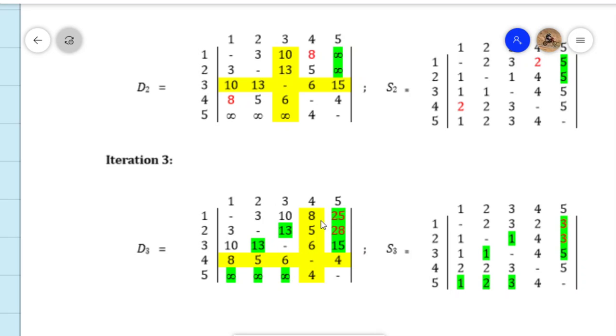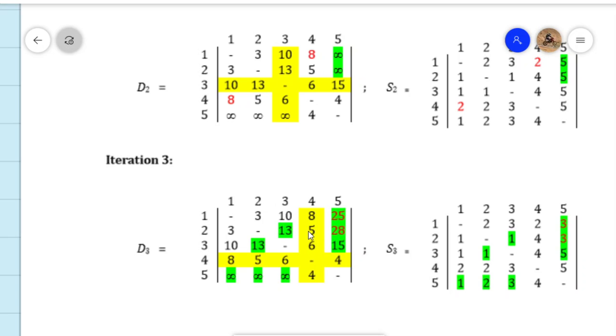So 25 will be compared with 8 plus 4. 8 plus 4 is 12. But 12 is less than 25. So even if 25 is a new entry, it will be replaced in the next iteration because the sum of the entries in the pivotal row and pivotal column is less than that entry 25. So this is marked. Next, 3 compared with 8 plus 5, 13, greater. 13, compare that with 5 plus 6, 11. 11 is less than 13, so we mark 13, meaning it will be replaced in the next iteration.